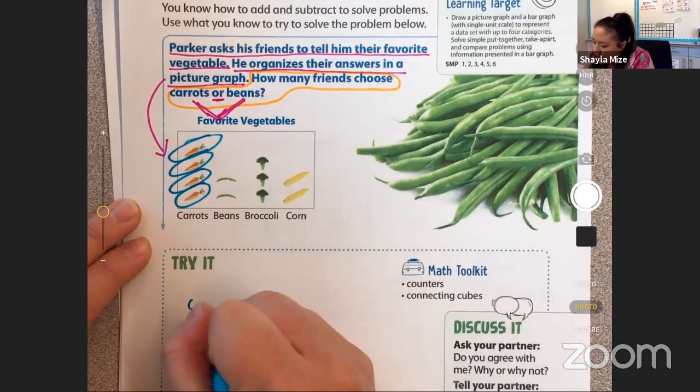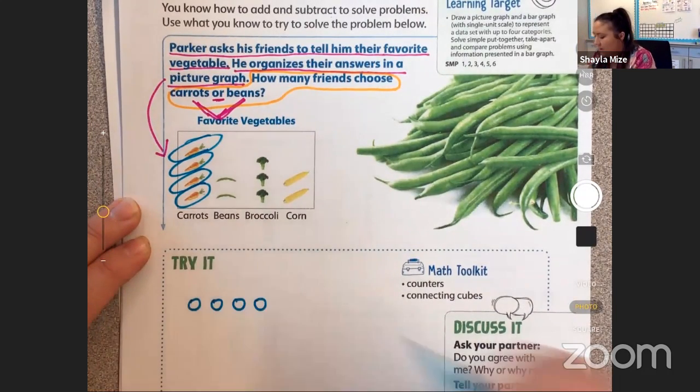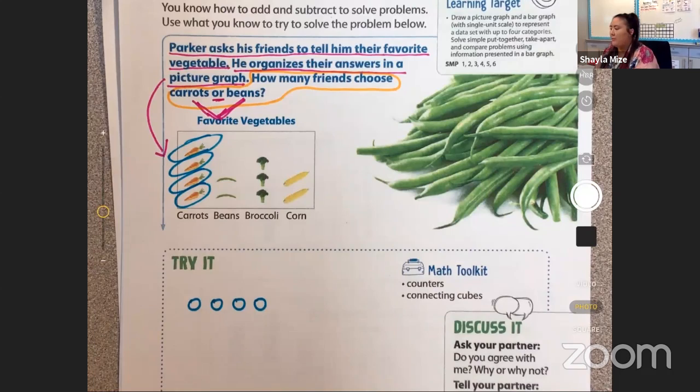Okay, so here are our 4 carrots to represent. I'm just going to draw blue circles. And then how many friends chose, who is this? Hey, Wyatt. Let's be school appropriate, please, in the chat. Bailey's already ahead of me.